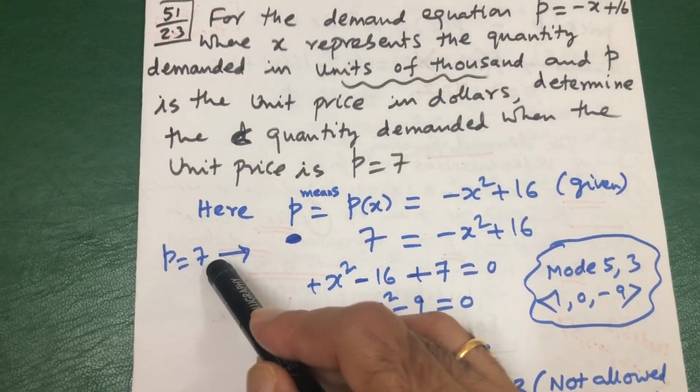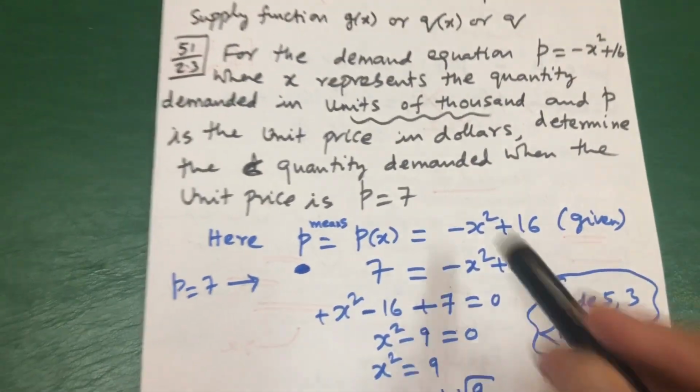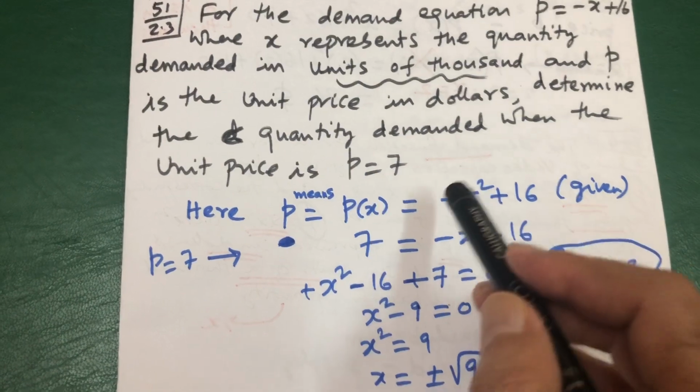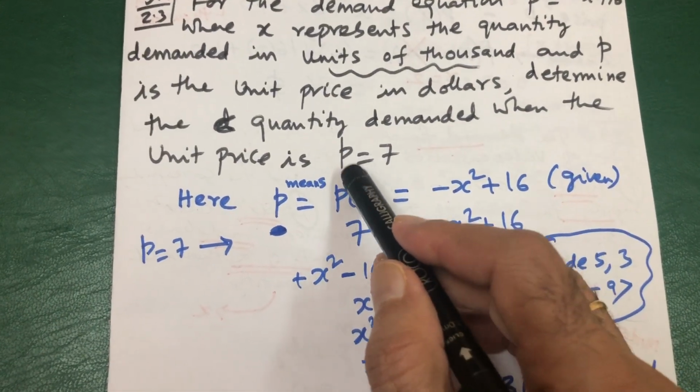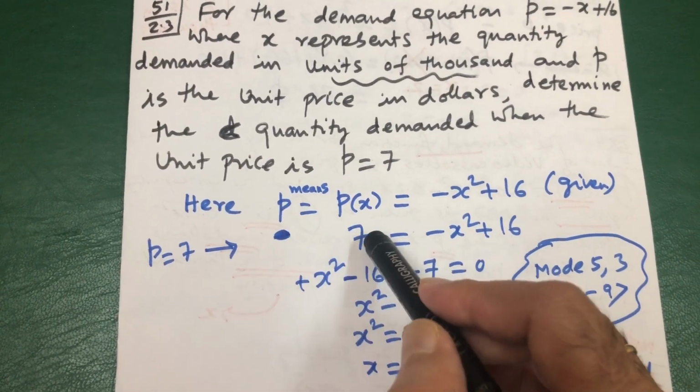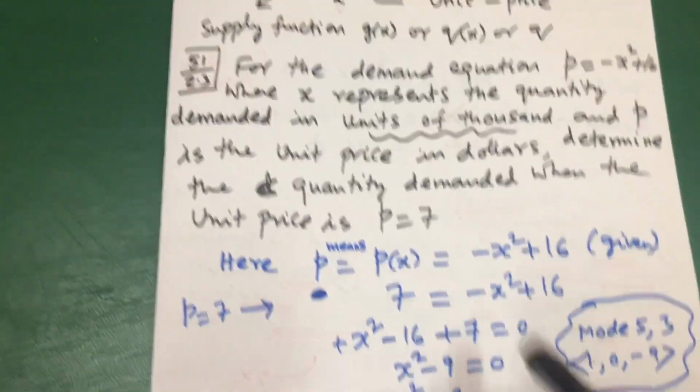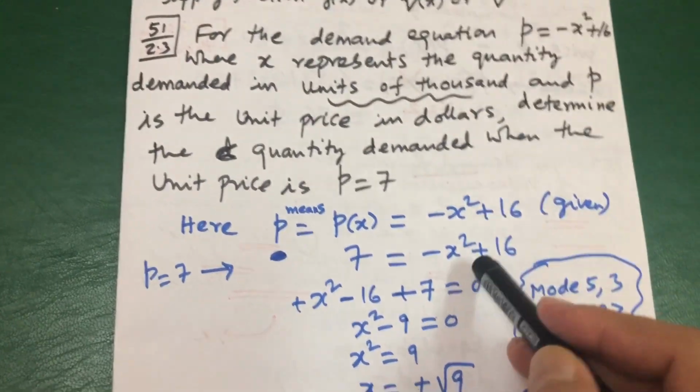You cannot take this as x; this is P. So you cannot write x is equal to 7 here. If you write x equal to 7, it's a big mistake. So P is equal to 7. So 7 is equal to Px, which means minus x square plus 16.